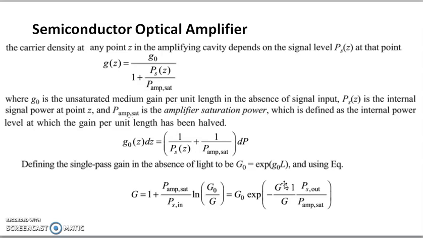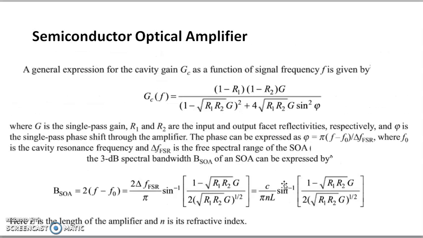Depending on the single pass gain in the absence of light, we can find the total overall gain by using the above equation: 1 plus P amplifier saturation by PS in, into the natural log of G0 by G. G0 is the gain in the absence of light. So we can obtain the gain of a semiconductor amplifier.